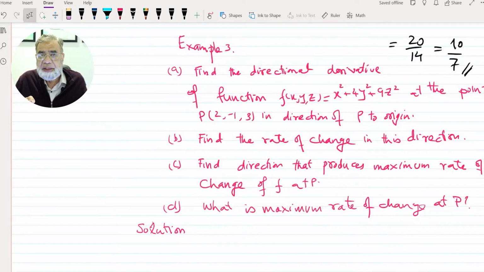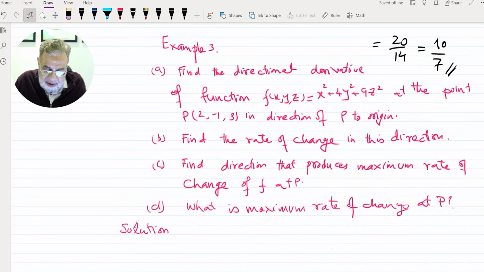We're going to discuss another example. To find the directional derivative of the function at the point P in the direction from the point to the origin. Here the direction is not given, but information is given: the direction is from the point P to the origin. Point P is given to us. The second part of the question is to find the rate of change in this direction. The rate of change is the same as the directional derivative. Then find the direction that produces the maximum rate of change of f at P.